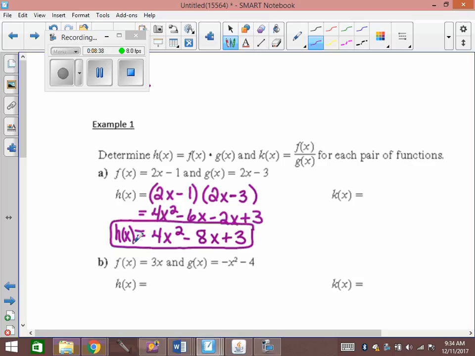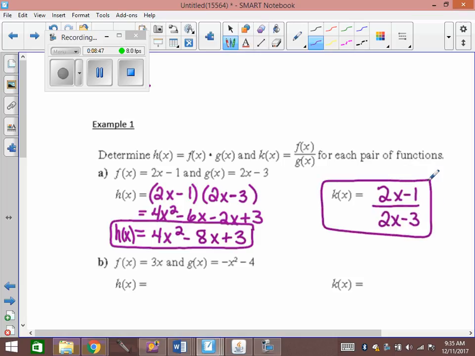And then the division would be f divided by g. And then you're done. Some people try and cross the 2's and the x's off, and they're like, oh, it's -1/3. No, you can't do that. 2x minus 1 is going nowhere unless there's a 2x minus 1 in the denominator. And 2x minus 3 is going nowhere unless there's a 2x minus 3 in the numerator. Is there? No. So that's good again.